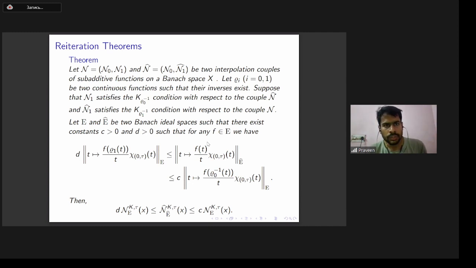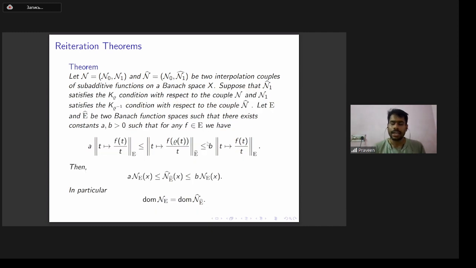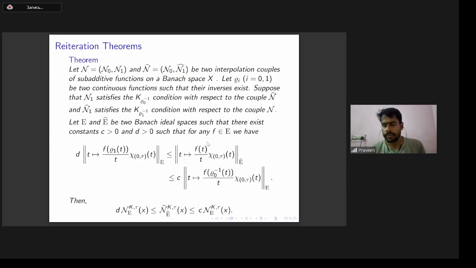So using these two, the classical linear interpolation theorem fits into this second form, where we are taking suitable rho naught and rho one, like t to the theta, or t to the 1 upon theta naught, or t to the 1 upon theta 1. So these theorems are also generalizing the classical interpolation theorems.